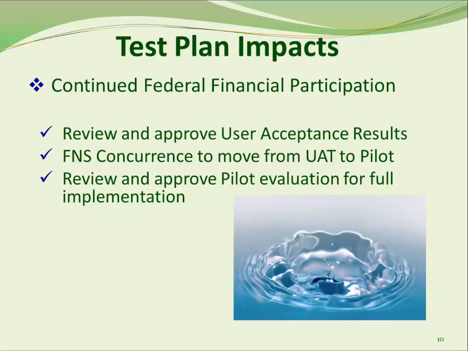What is new are the requirements for FNS review and approval of the results of the user acceptance testing and the pilot test. Approval of the UAT results is a condition for continued federal financial participation and allows the state to move from UAT to pilot in a production environment. Once the pilot is complete, the state must provide documentation to FNS of the pilot evaluation. Approval from FNS of the pilot results and to implement the system more broadly is a condition for continued FFP.